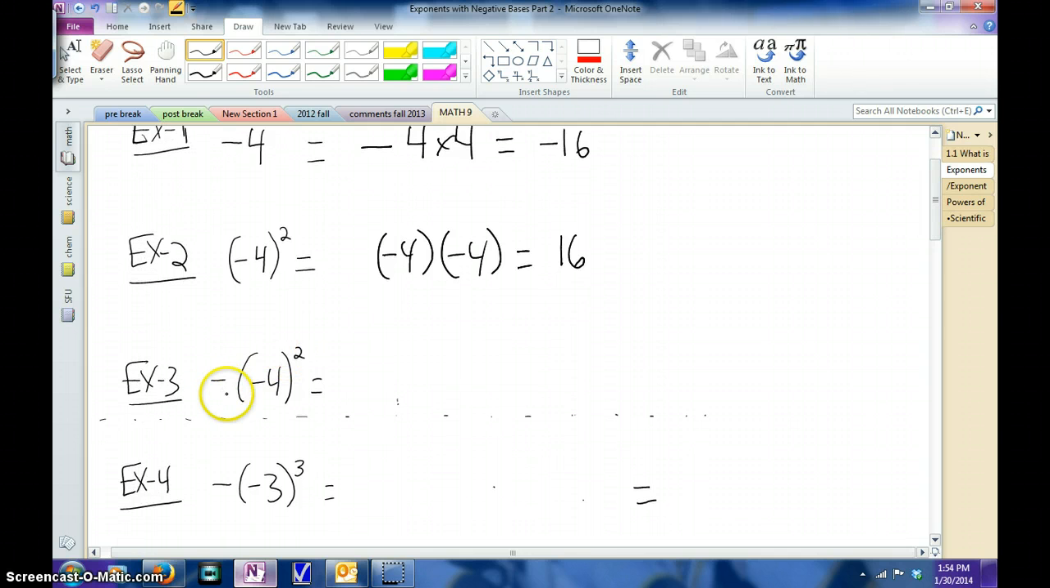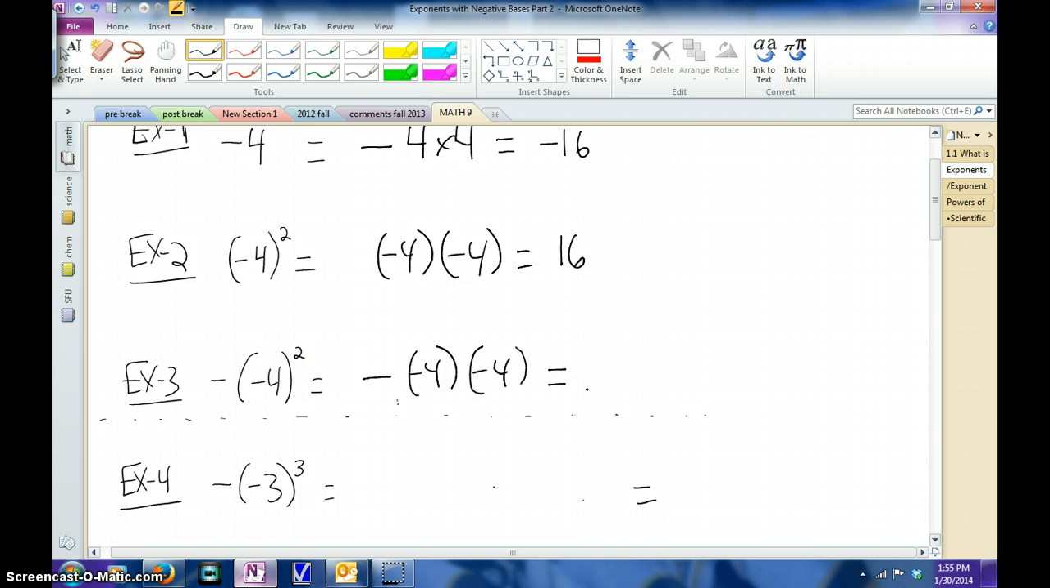Let's combine those last two questions and you get something like this. Negative, in brackets, negative 4 squared. Well, that negative sign comes out front, and then the negative 4 squared is negative 4 times negative 4. So that's how you do that. You have to include that right there. And the negative 4 times negative 4 are right there.